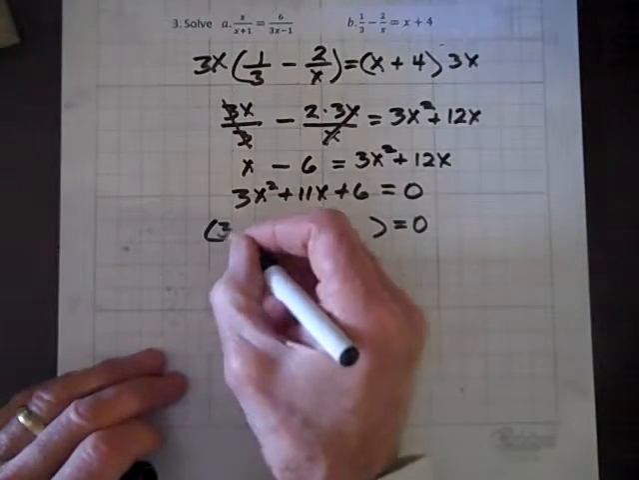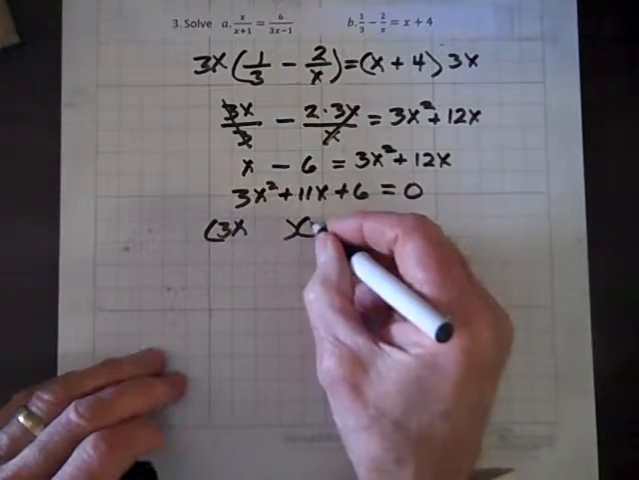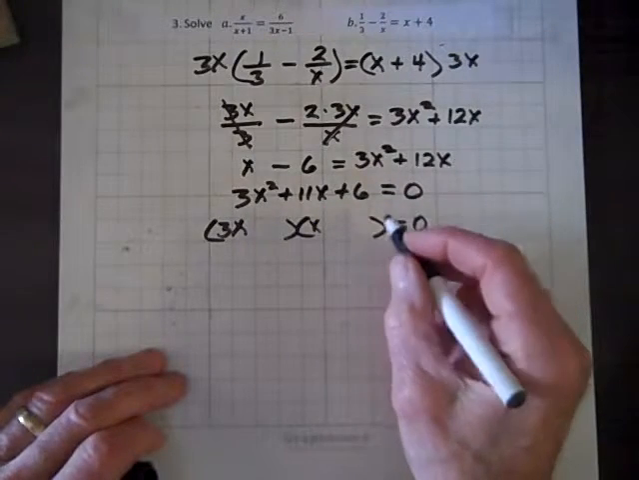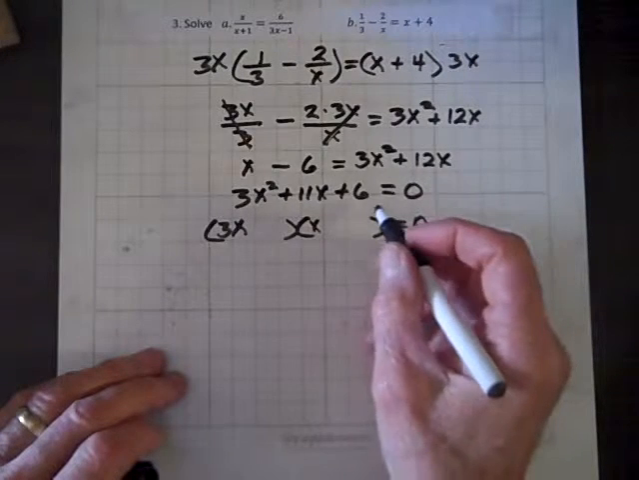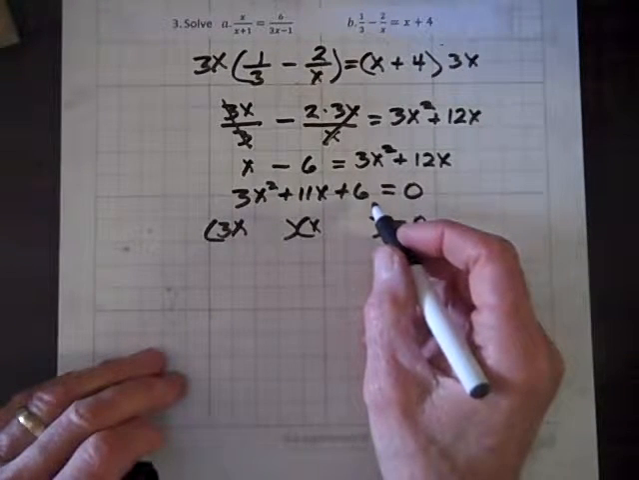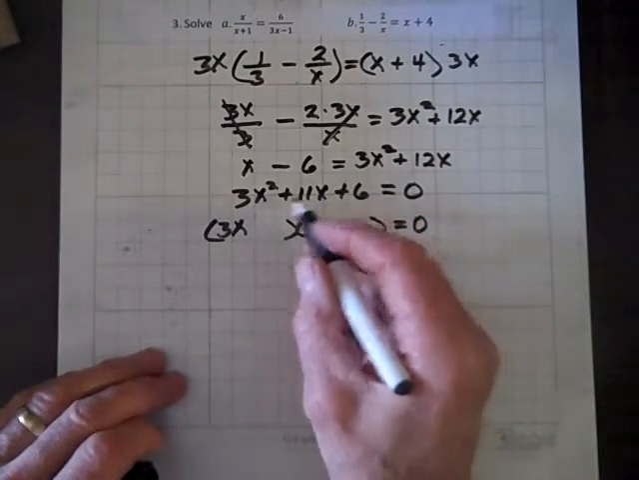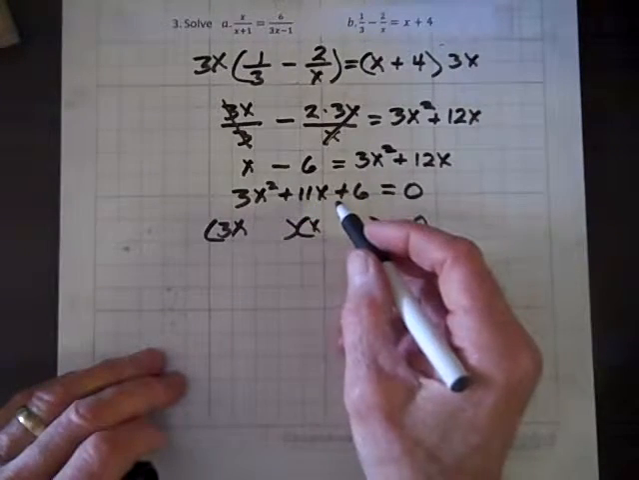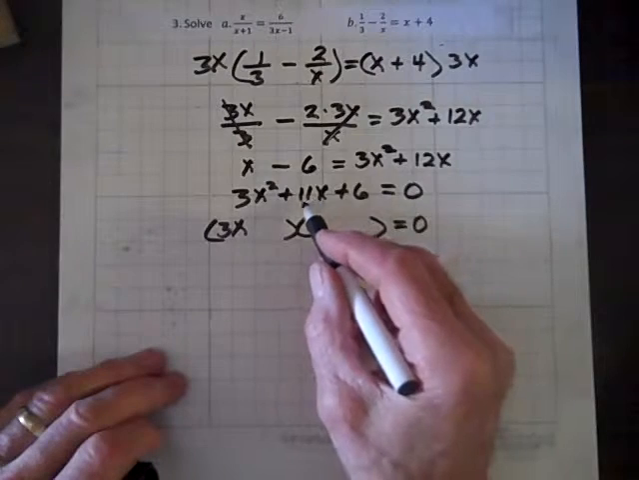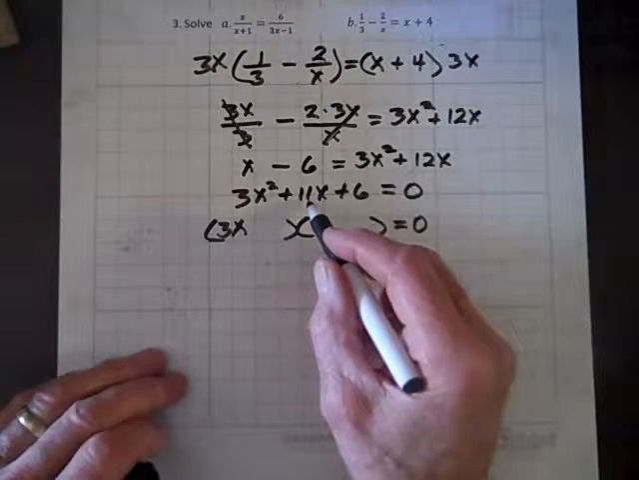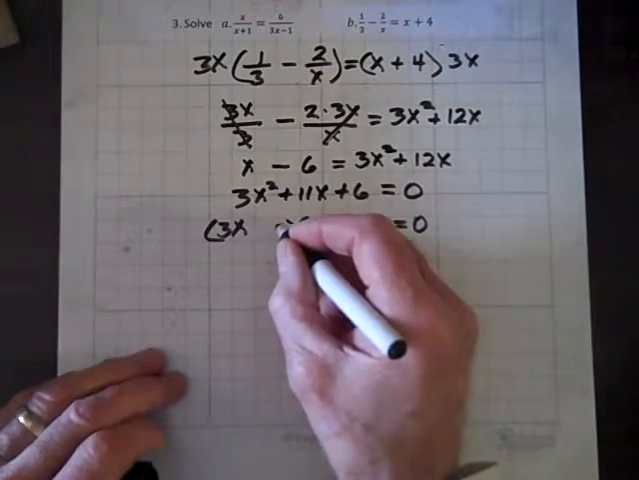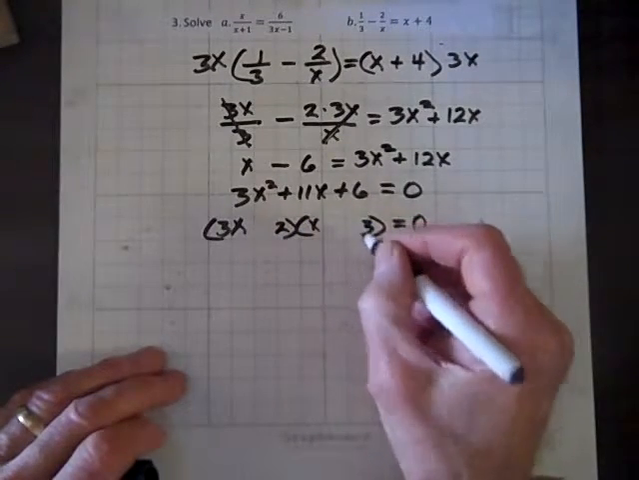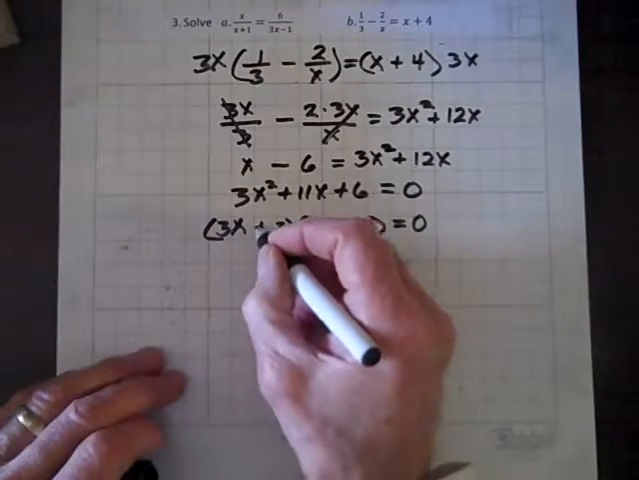And the factors of 3x squared are 3x and x. The factors of 6, such that when they form a product and sum with the factors of 3, that give us 11x back, are 2 and 3. And we need plus signs throughout.